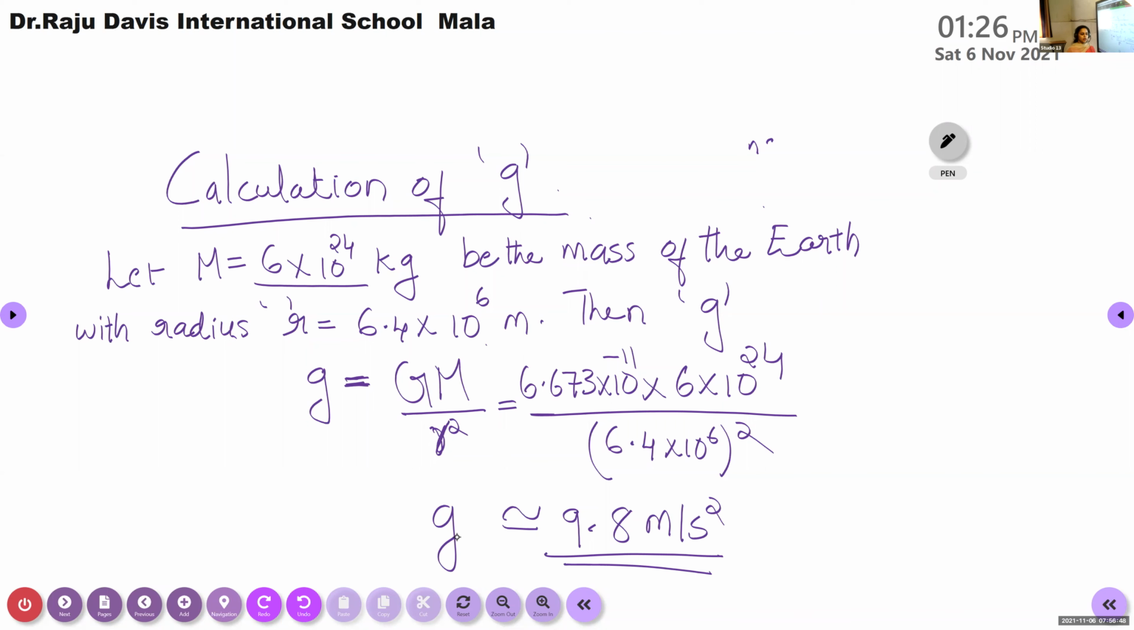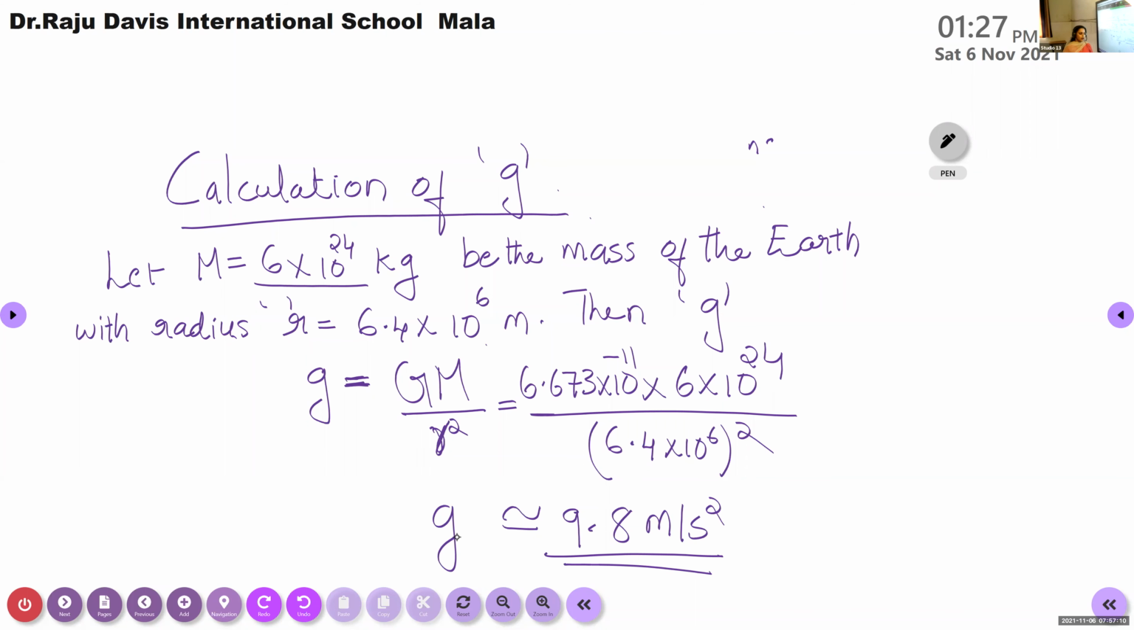Sometimes it may be greater when it is moved towards the pole, because towards the pole the radius decreases, so g attains a maximum value. And it may be a minimum value when we are moving towards the equator region of the earth. Towards the equator, the value of g becomes minimum.